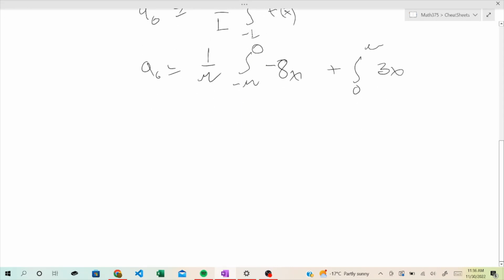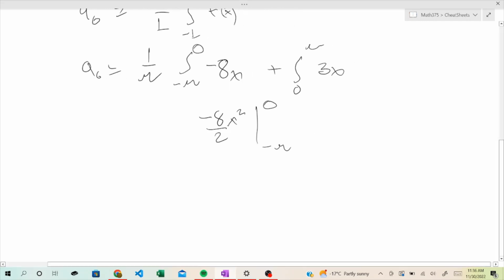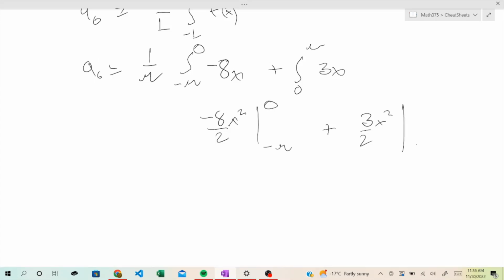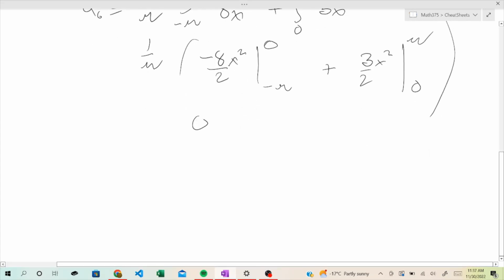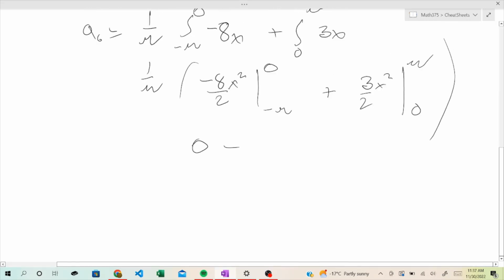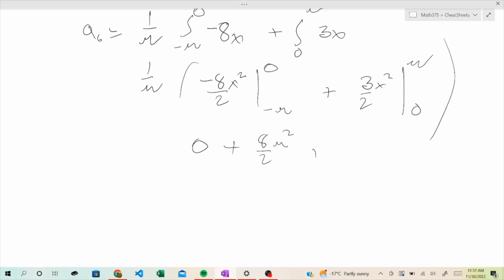We want to integrate these, so this will become negative 8x squared over 2 evaluated from 0 to negative pi, plus 3x squared over 2 evaluated from 0 to pi. All this is multiplied by 1 over pi. So evaluating this, we get 0 minus negative 8, so plus 8 pi squared over 2, plus 3 pi squared over 2 minus 0.